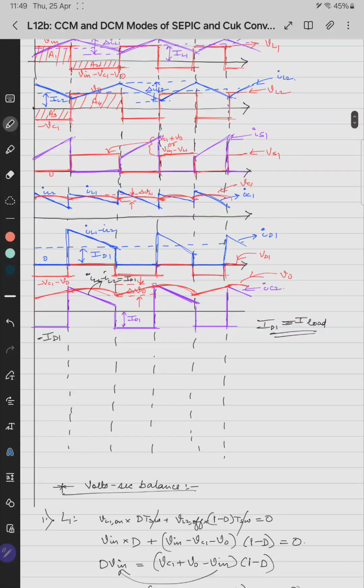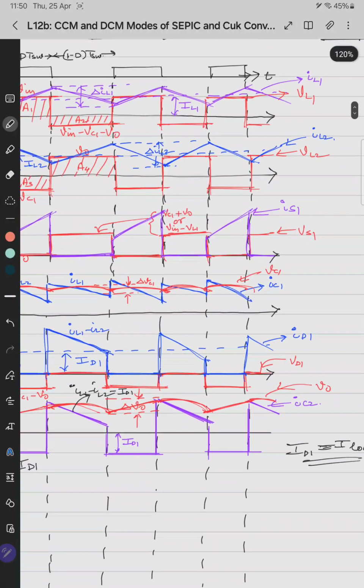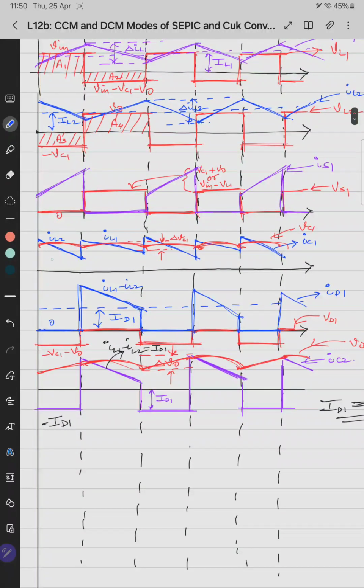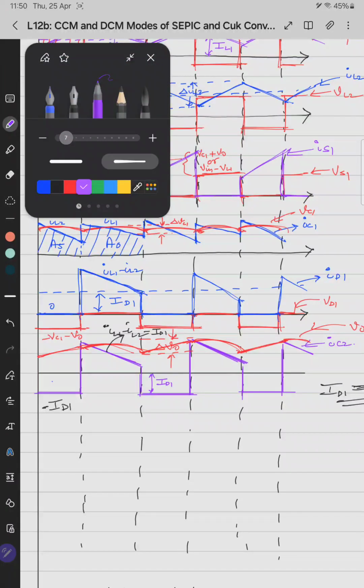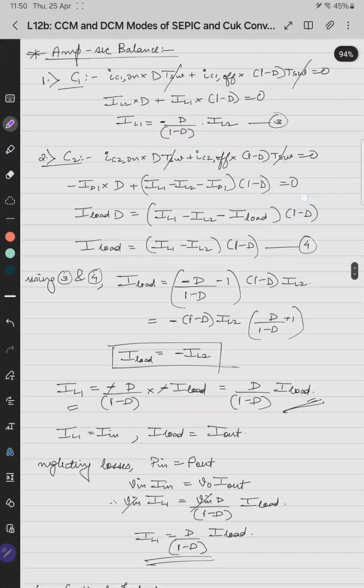So the area of the waveforms IL1 and IL2. A1, A2, A3, A4 is done. We'll have to see. Here I will write this is A5. This is A6. And this is A7, A8.